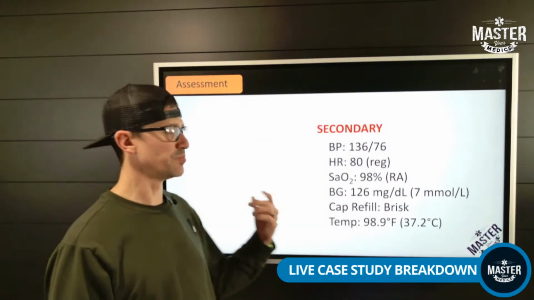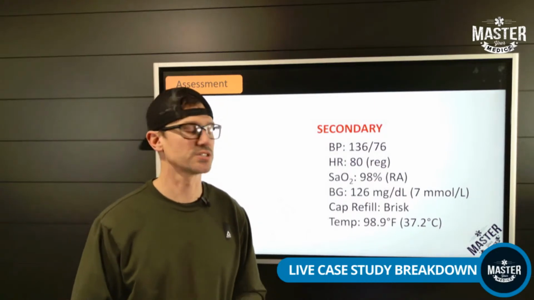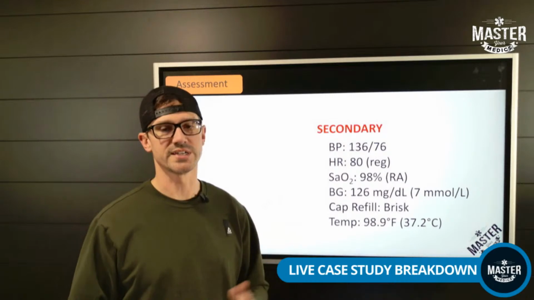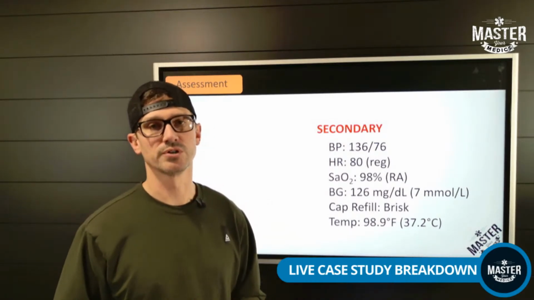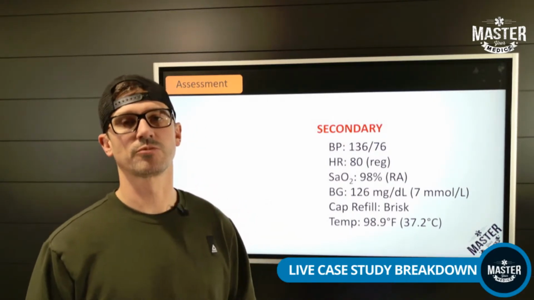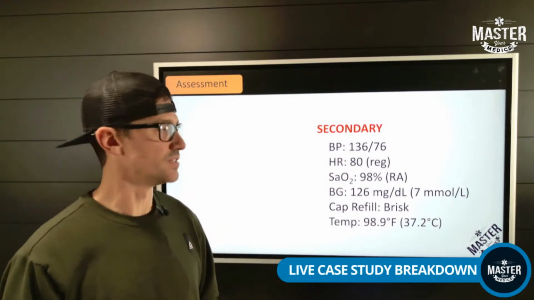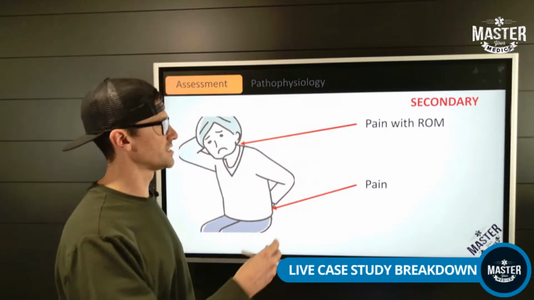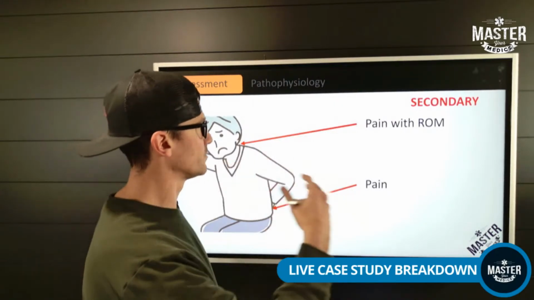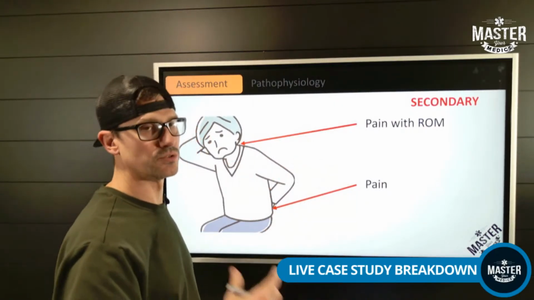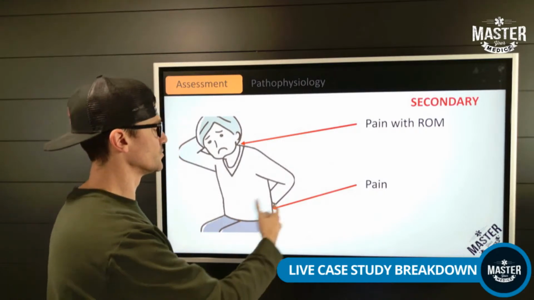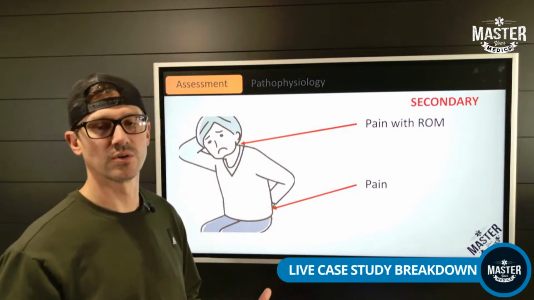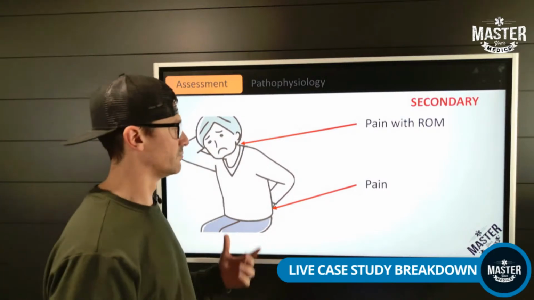Then a secondary assessment: BP 136 over 76. Put the pulse ox on. She's 98% on room air. Heart rate's 80 and regular. Blood glucose is within normal ranges. Brisk capillary refill, and she's afebrile. Then at assessment, you find she has spinal tenderness and pain with range of motion to the cervical region and also some lumbar pain. While she states she does have some chronic pain, this is all abnormal and very much acute.